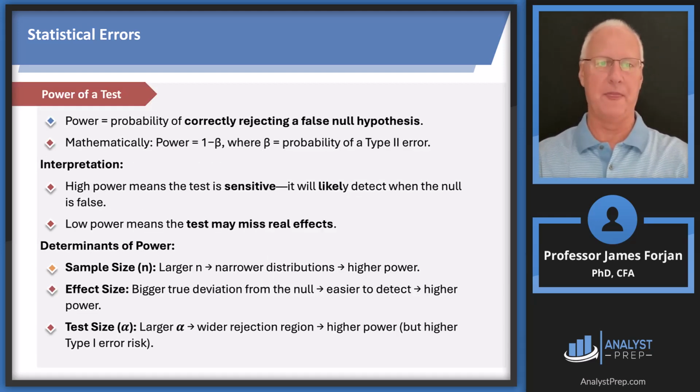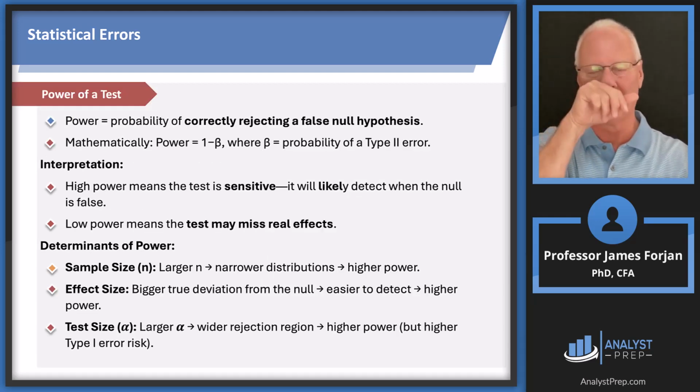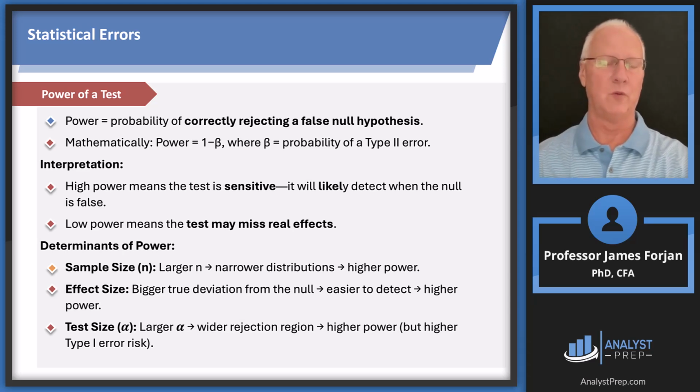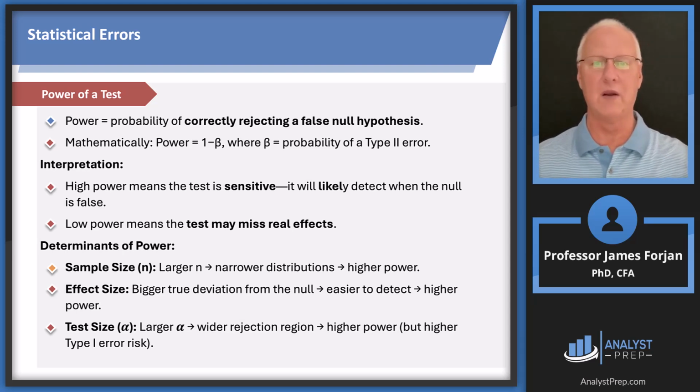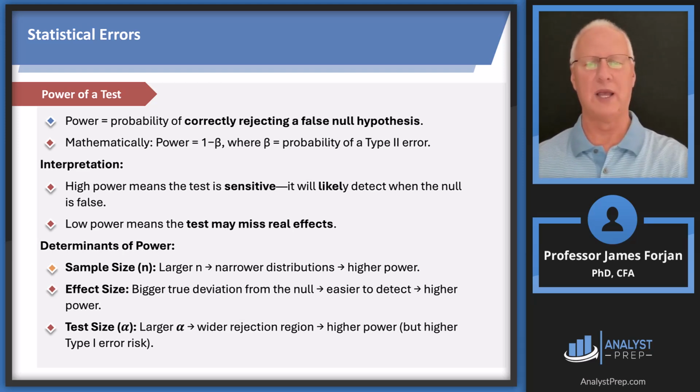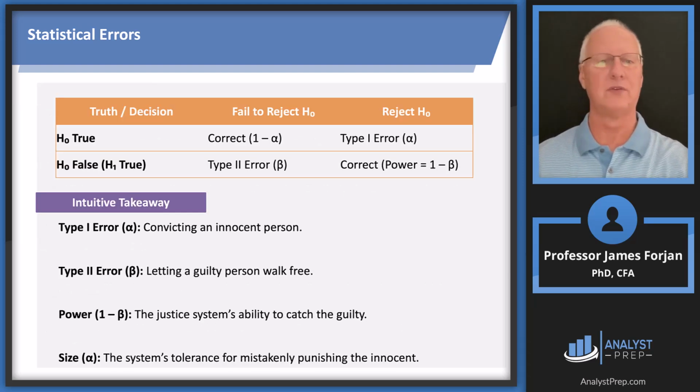Now, I've been hinting about this power of the test. Remember we did like a power boost just a few minutes ago. So remember that first definition up there is correctly rejecting a false null hypothesis. And that beta, that Greek letter, is the probability of a type 2 error. So the power of a test is related to a type 2 error, and you can see the definitions right there. What that means is that a higher power means that the test is super sensitive. What are the determinants of power? This makes sense, right? Sample size, the impact size, and the test size.